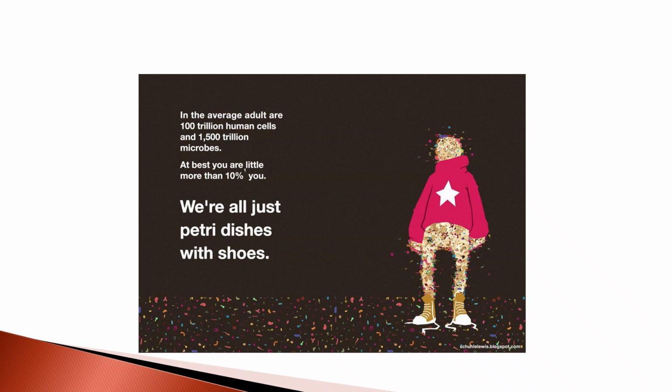So the average adult has about 100 trillion human cells and about 1,500 trillion microbes. So you have more microbes in and on your body than you do cells. You only make up 10% of you, your cells do. The rest of you is microbes. So really and truly, we're all just petri dishes with shoes.